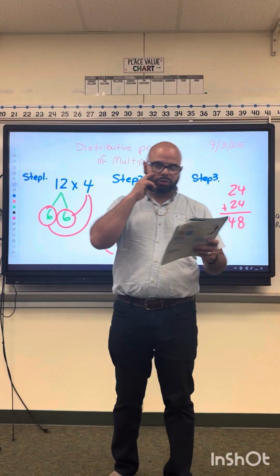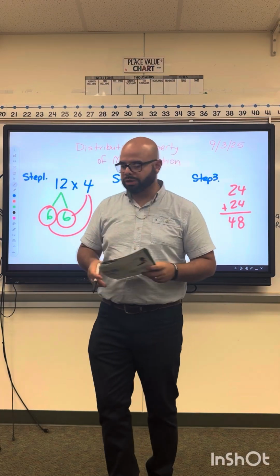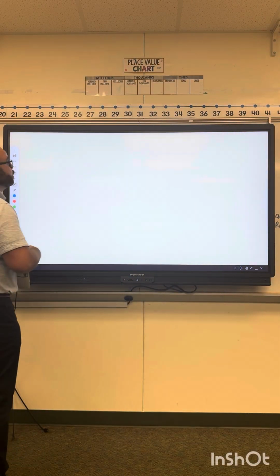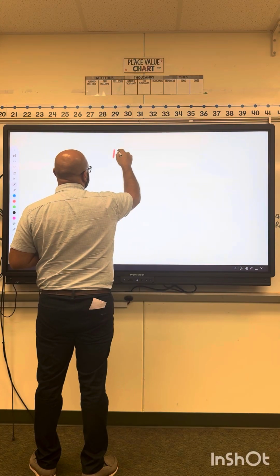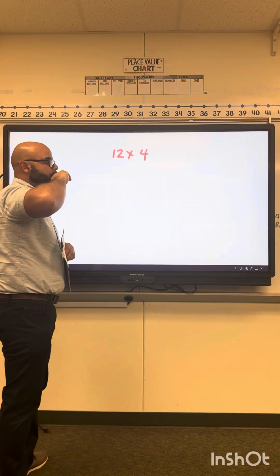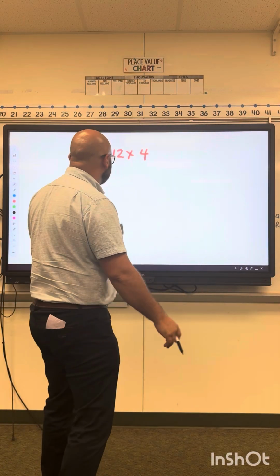They went into the doubling strategy. So the doubling strategy is pretty much, let's say we have 12, let's just use 12 times 4 again. They did not know 12 times 4. Let's say they don't know how to solve 12 times 4.